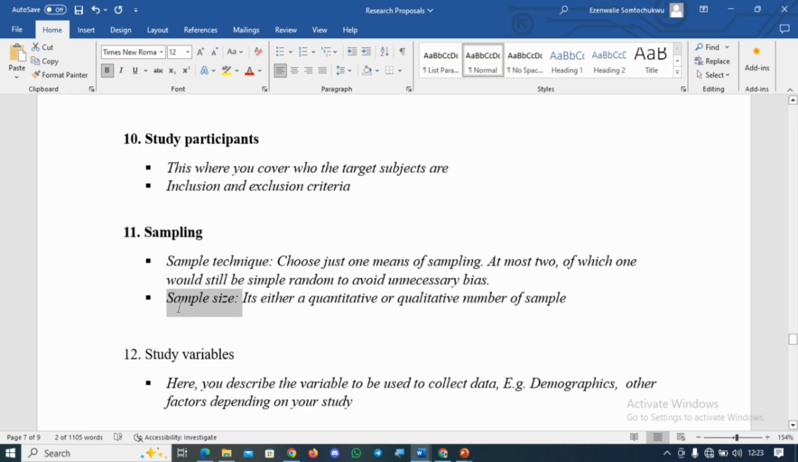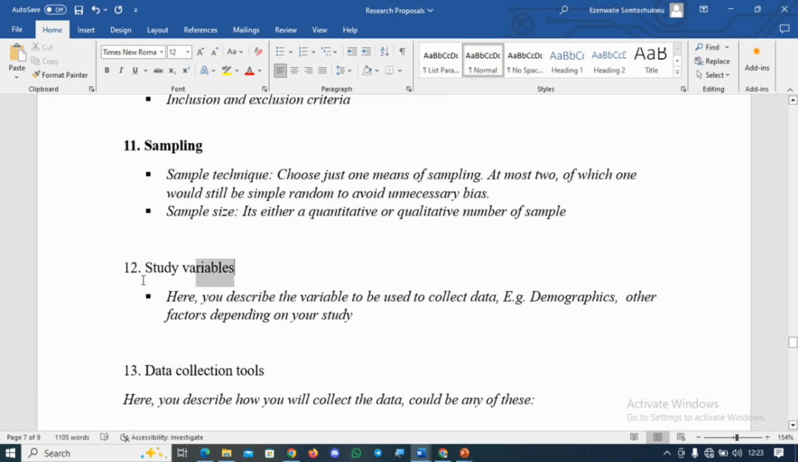Okay, it can be either qualitative or quantitative depending on your study. So we're talking about the study variables. Now this is where you talk about variables in your study. The data will be collected. What's the makeup, the social demographic data, the factors that are involved? What samples are you collecting?